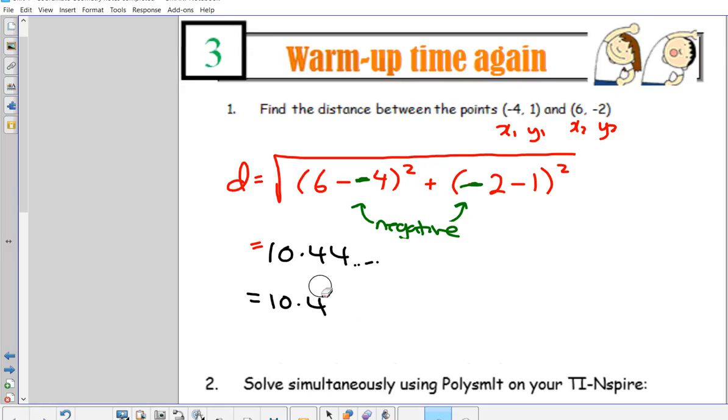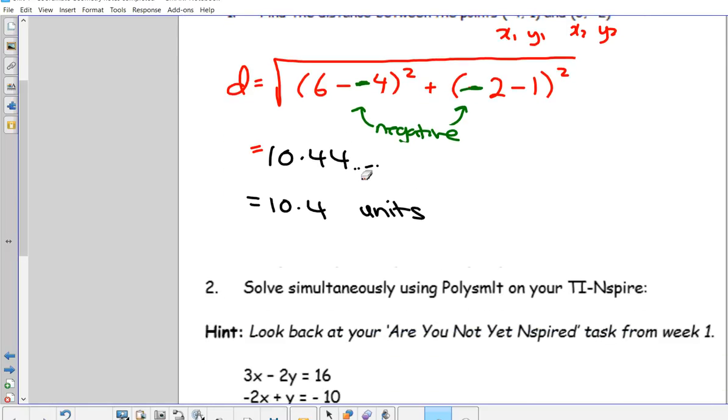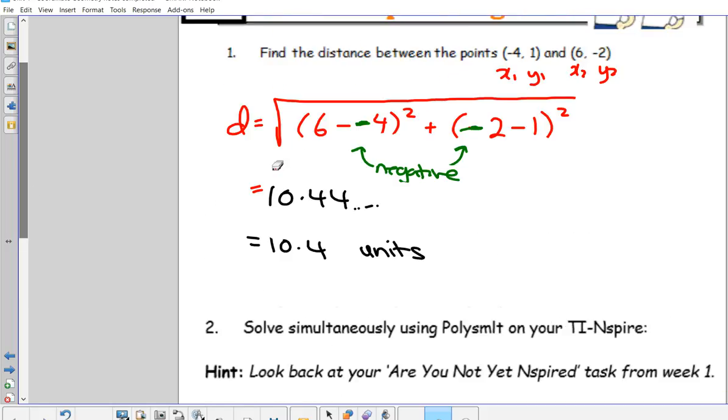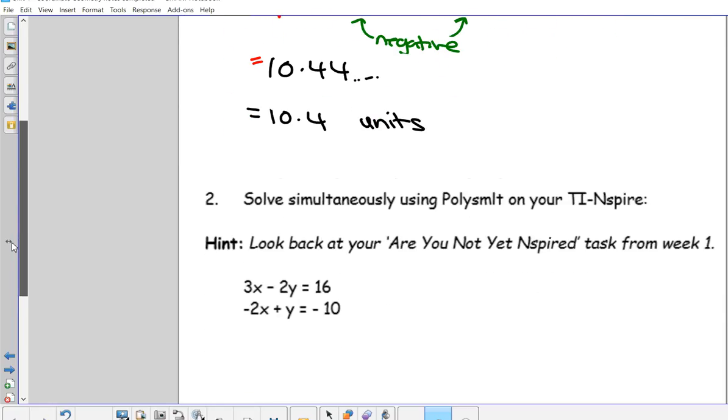And if you want to write units, you can write units. 10.4 units. Lovely. Use 3 sig figs, of course, for your final answers. Write unrounded first and then round, in case you make an error in your rounding, so the examiners can potentially still give you a mark.